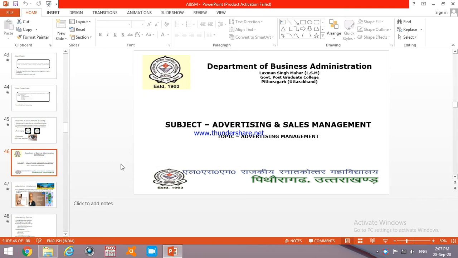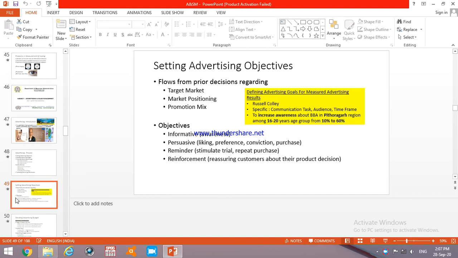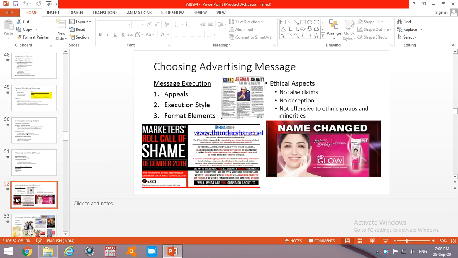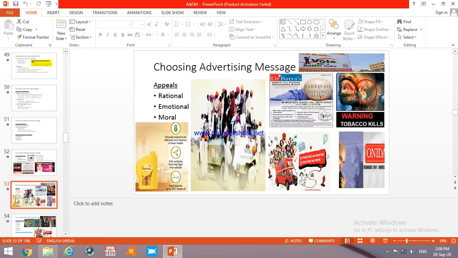In the last few sessions we have discussed advertising and the advertising process, the 5 steps it comprises. We talked about the first 2 steps in detail and we were in the middle of discussion on the third step, which is choosing the advertising message. We had talked about message generation, message evaluation and selection, and message execution. And you would remember that in the last session we talked about the different kinds of appeals that can be made use of by a marketer.